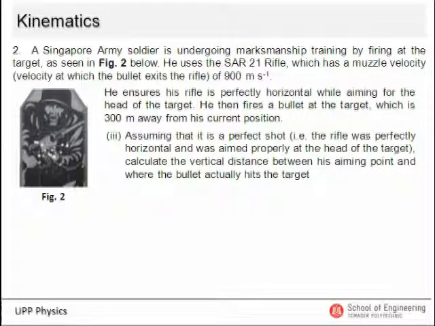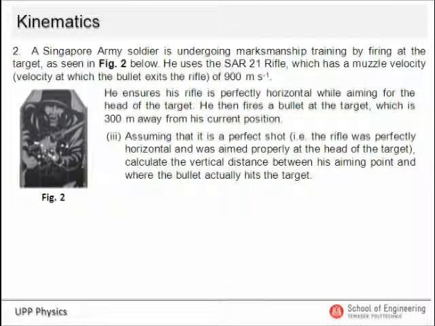Let's look at another part of the question. Assuming that it is a perfect shot, which means that the rifle was perfectly horizontal and was aimed properly at the head of the target. Calculate the vertical distance between its aiming point and where the bullet actually hits the target.